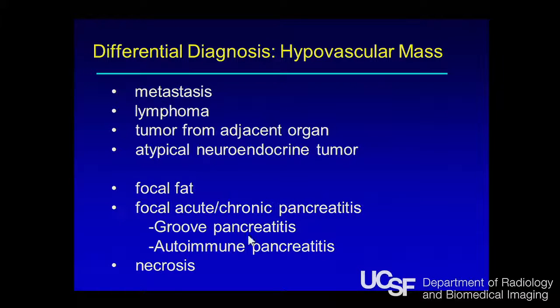This is the laundry list you should know about for the differential diagnosis for adenocarcinoma of the pancreas or hypovascular mass. We've already gone through the pancreatitis, necrosis, focal fat is in there in the benign category, and then these are the lesions in the malignant category.